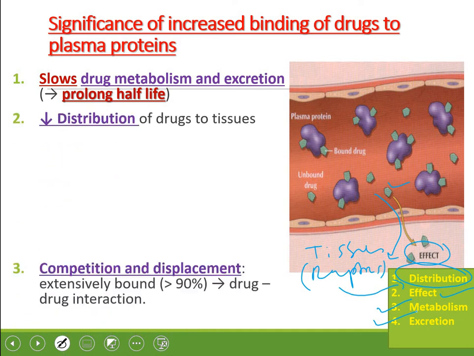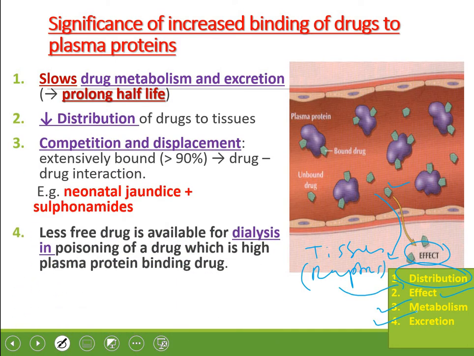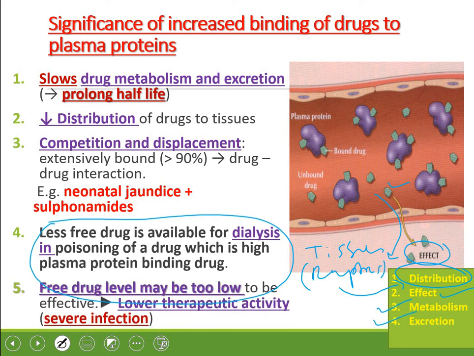So we discussed that this free drug is available for dialysis in poisoning of a drug which is a high plasma protein binder. Keep this point in mind, and it can be helpful once you are managing the toxicology of a drug which is highly plasma protein binding or low plasma protein binding, and that will decide the ultimate fate for the detoxification mechanism.